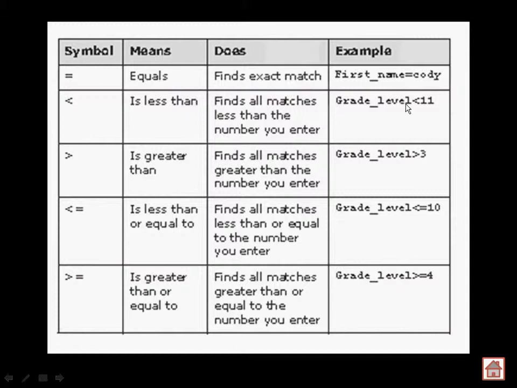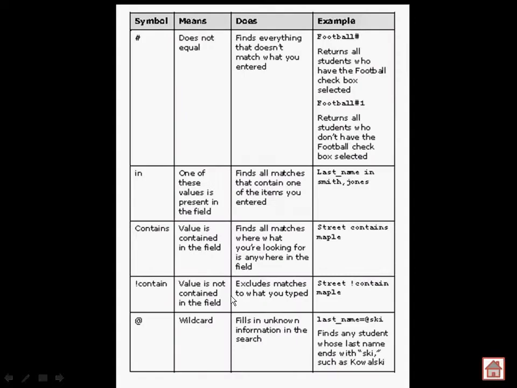Less than, look at that one. Grade level, we could search for grade levels that are less than 11th grade, and we're using the comparator less than. Greater than, grade levels greater than 3rd grade, and we're using the comparator greater than. Grade level less than or equal 10, so it matches anything that's less than or equal to 10. Greater than or equal to 4. So you can see some examples on how we are able to use these comparators. Look at the hashtag.